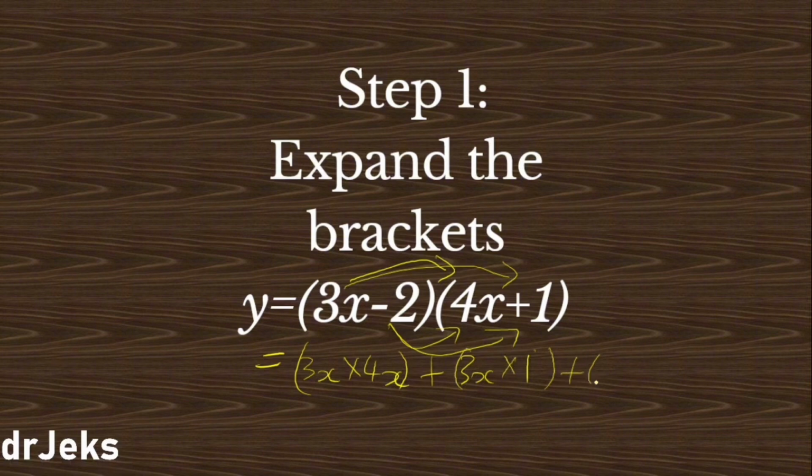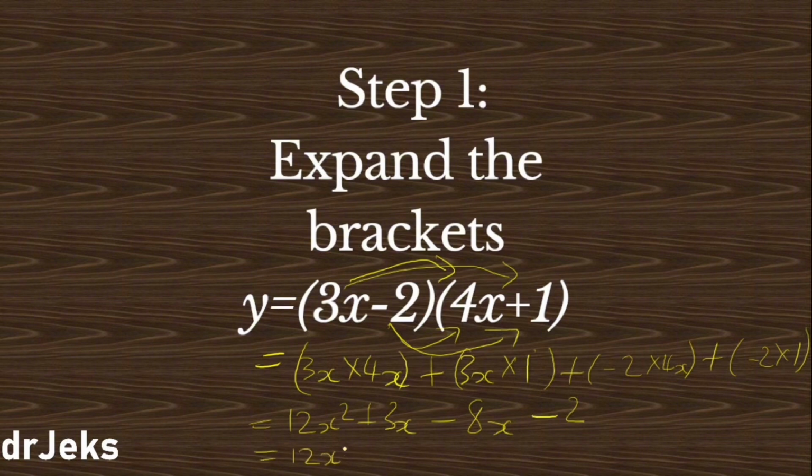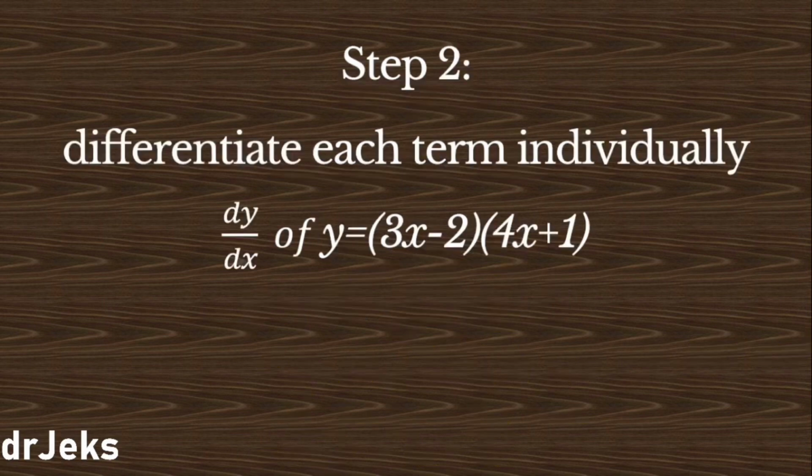Next, (minus 2 times 4x), we put it in brackets, and then we also add the last one, (minus 2 times positive 1). Let's simplify this one. 3x times 4x gives us 12x squared. Then 3x times 1 gives us plus 3x. Then minus 2 times 4x gives us minus 8x, and minus 2 times 1 gives us minus 2. So this gives us 12x squared minus 5x minus 2. This is our expanded form.